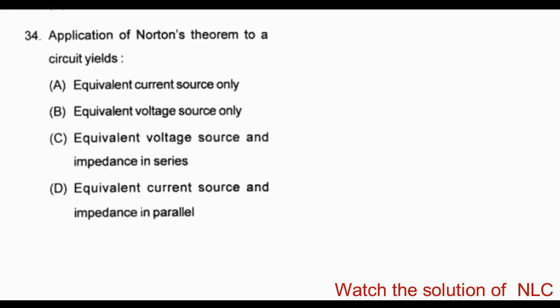Application of Norton's theorem to a circuit yields: option A, equivalent current source only; equivalent voltage source only; equivalent voltage source and impedance in series; equivalent current source and impedance in parallel. So the answer is equivalent current source and impedance in parallel.